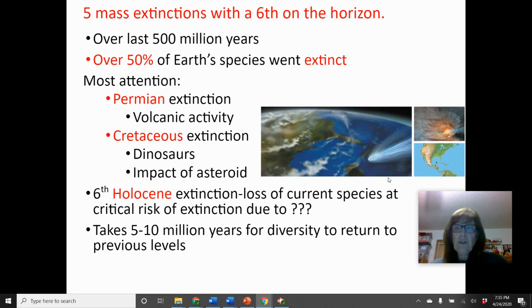We're not sure what it's going to be due to. It could be due to human neglect and interaction. It could be due to a coronavirus. It could be due to pollution, any number of events. It could be a geographic or geologic disaster that occurs. Once a mass extinction occurs, it takes about 5 to 10 million years for diversity to return to its previous levels.